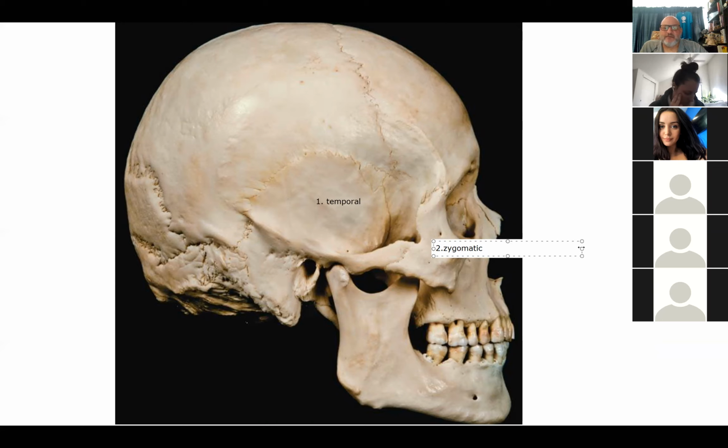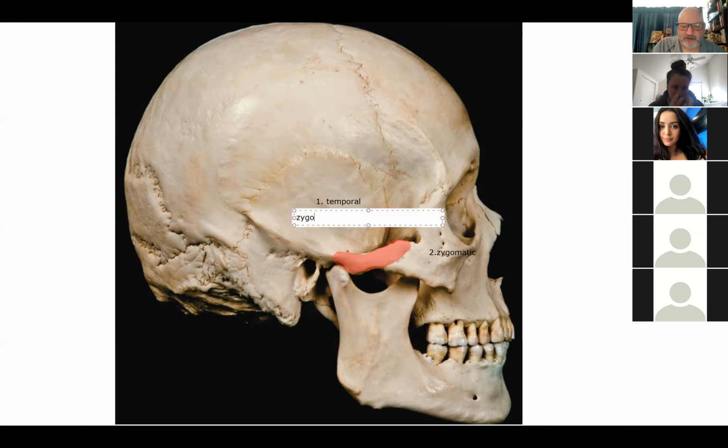I haven't lost you yet, but here's where things get tricky. Remember, a process is something that sticks off of them. This process here that I am highlighting in red is a part of the temporal bone. It is a bone feature of the temporal bone, but they name it based on what it attaches to. So it is the zygomatic process of the temporal bone.